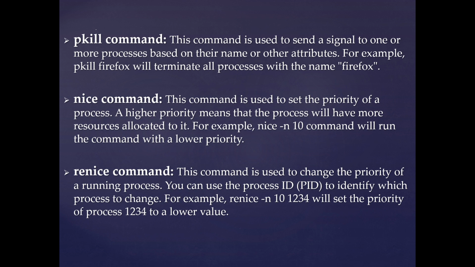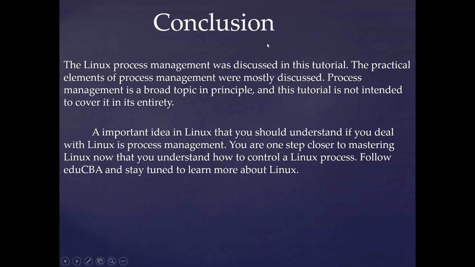Nice command. This command is used to set the priority of a process. A high priority means that a process will have more resources allocated to it. For example, nice 10 command will run the command with a lower priority. Renice command. This command is used to change the priority of a running process. You can use the process ID to identify which process to change. For example, renice 10 1234 will set the priority of process 1234 to a lower value. And last, I am going to discuss the conclusion.